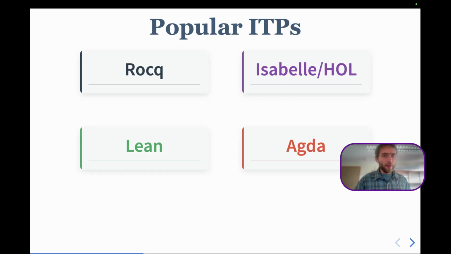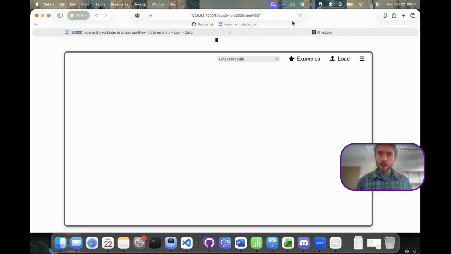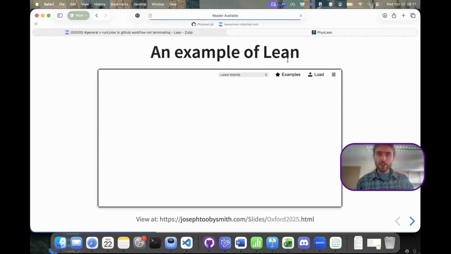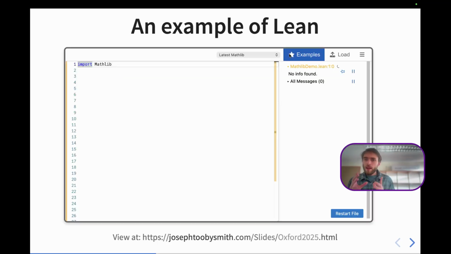So I wanted to demonstrate a little bit about how these interactive theorem provers work. And to do that, I need to come out and refresh. So this is what Lean looks like. This is an online portal for Lean. If you are following along, I really encourage you at this point to follow the link at the bottom, come to the slide, and code with me, because if you do that, it's going to make a lot more sense.